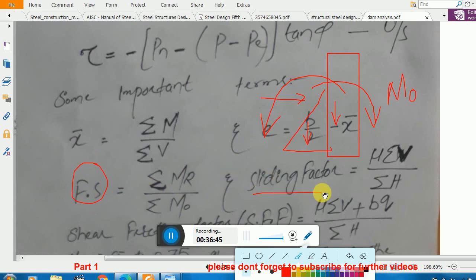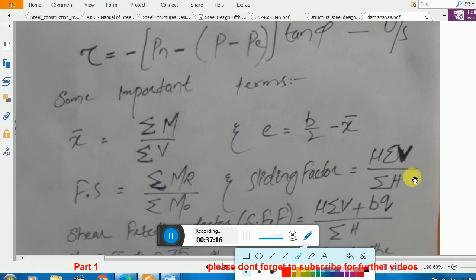For the sliding factor, you see there are different horizontal forces like hydrostatic pressure, hydrodynamic pressure, ice pressure, silt pressure. Due to these horizontal forces, the body of the dam slides along the base of the footing, in this direction, and we have to check it. For that, mu times the summation of V divided by the summation of H, and this mu is taken as 0.65 to 0.75. Clear?